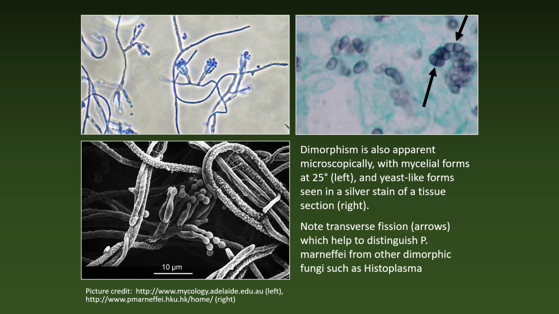Dimorphism is also apparent microscopically, with mycelial forms at 25 degrees, top left, and yeast-like forms seen in a silver stain of a tissue section, top right. Note the transverse fission, which helps to distinguish T. marneffei from other dimorphic fungi, such as Histoplasma.